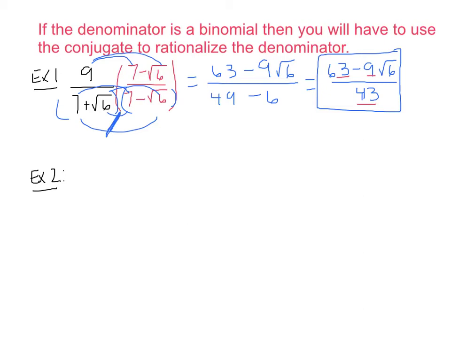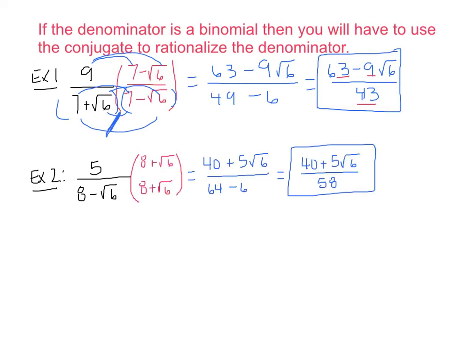Okay, so this time we're going to have 5 divided by 8 minus radical 6. So again, we need to multiply by the conjugate. I want you to pause this and work through it and see if you get the same answer as I do. Okay, so I got 40 plus 5 radical 6 divided by 58. So hopefully that's what you got too.